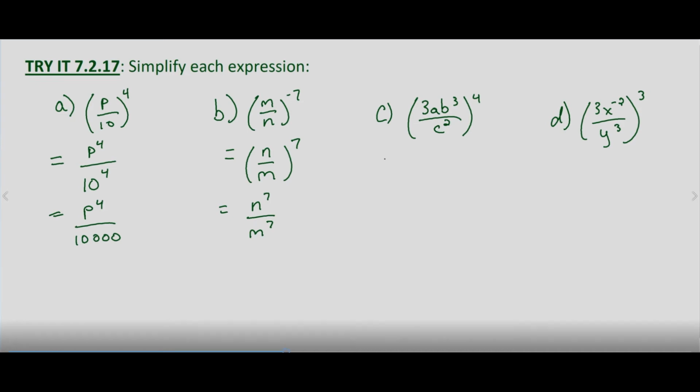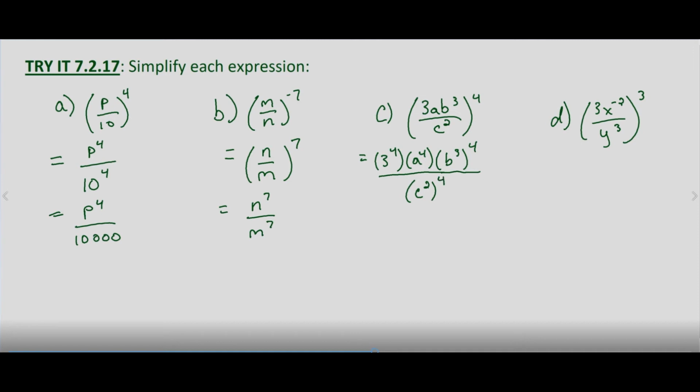So now things get a little bit more complicated with part C. It's still just multiplication and division inside the parentheses, so we can distribute that 4 using the product to a power property and quotient to a power property. So that equals 3 to the fourth times a to the fourth times b cubed to the fourth over c squared to the fourth.